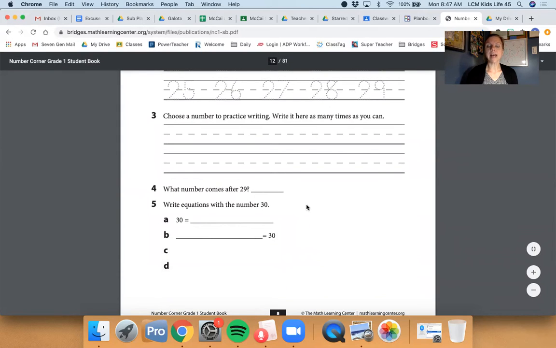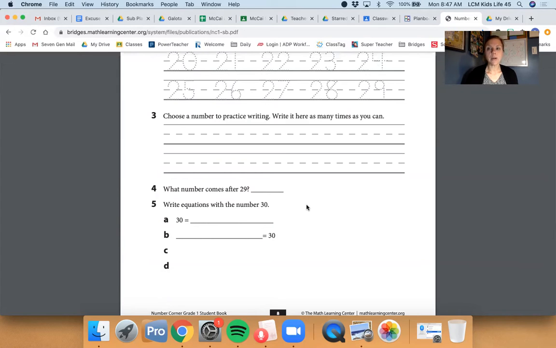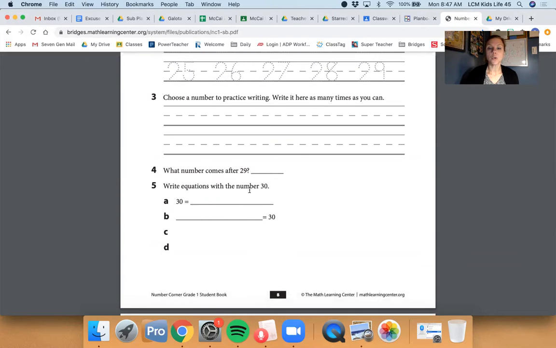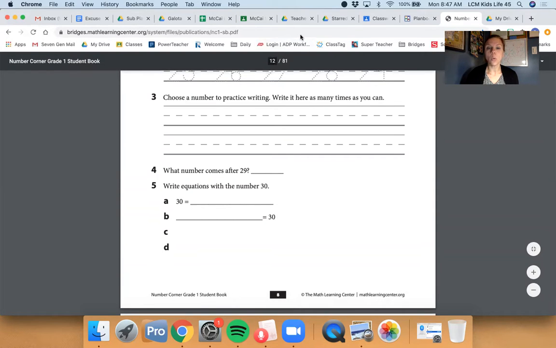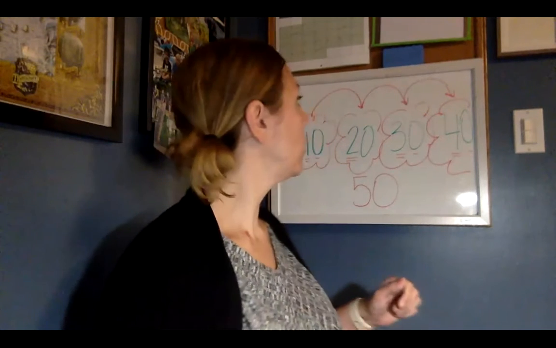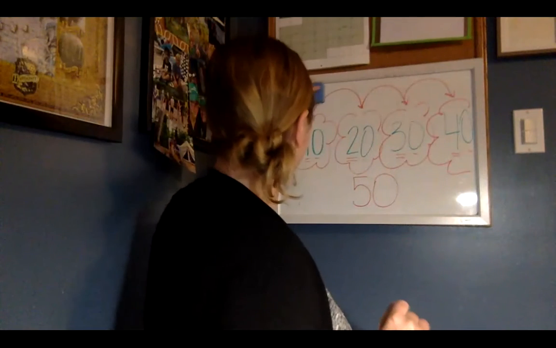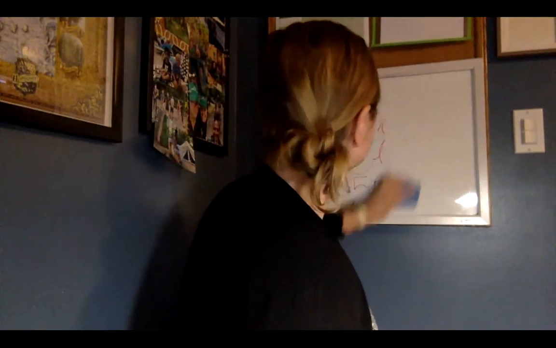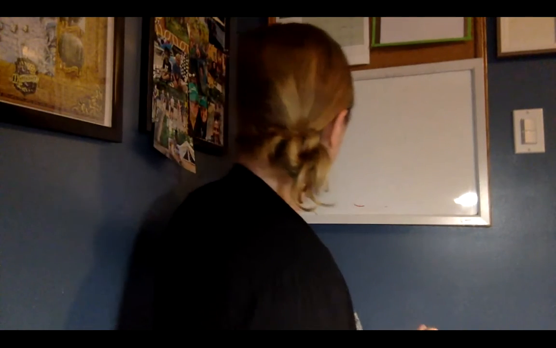Then there are a few different questions down here. What number comes after 29? So 29, now I go up to my next 10, which would be 30. Then it asks you to write some equations with the number 30. So what plus what would equal 30? So let's look at that. What plus what would equal 30?